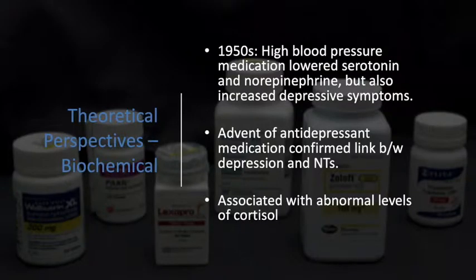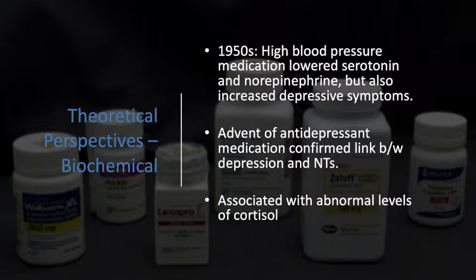For that reason, and based on an accidental discovery, which showed us that people at the time who were taking blood pressure medication, so they're taking medication to control or reduce their high blood pressure, which typically speaking lowers neurotransmitter activity in the brain, especially lowering serotonin and norepinephrine levels in the brain.